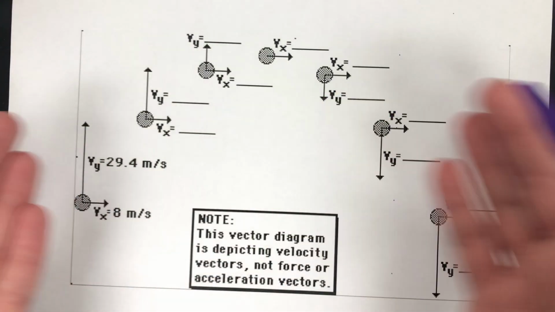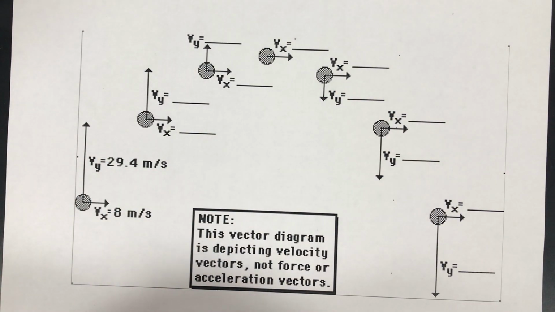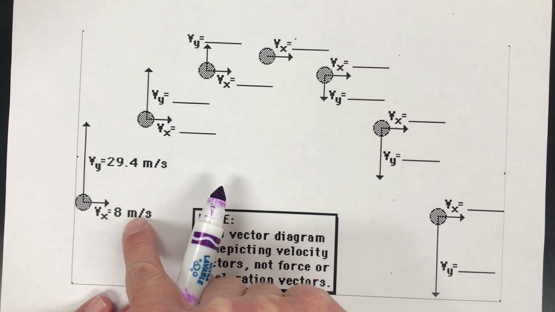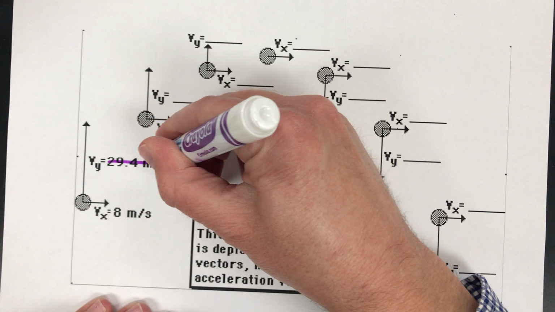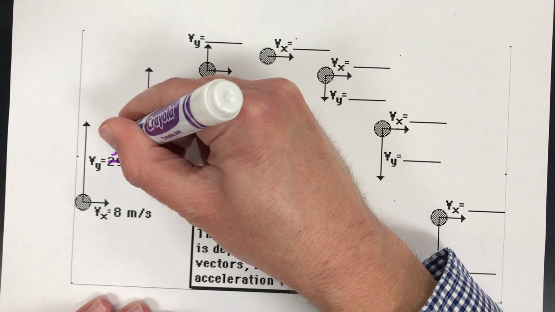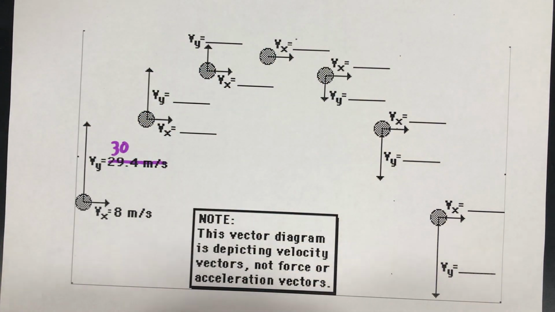Hey guys, let's go over this one with angled projectiles here. So they tell us that we have a Vx, so a horizontal velocity of 8 meters per second, and let's go ahead and change this 29.4 to 30 meters per second so it works better with our approximating that g is 10 instead of 9.8.